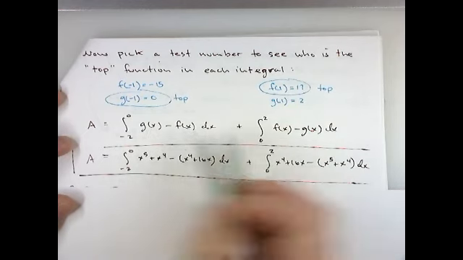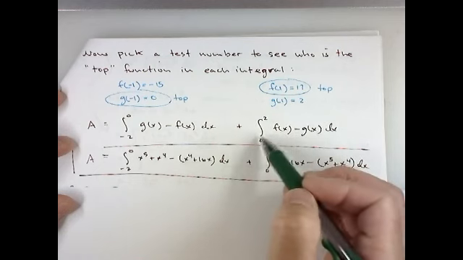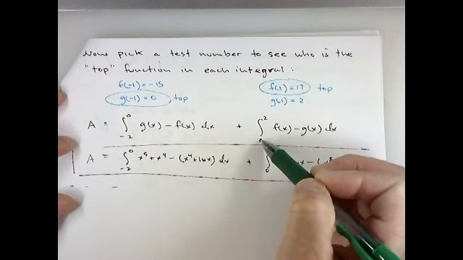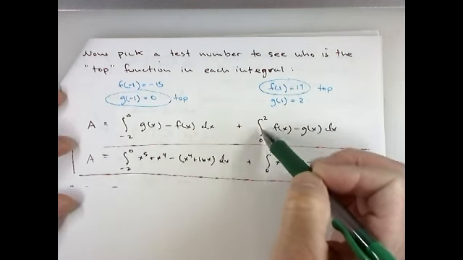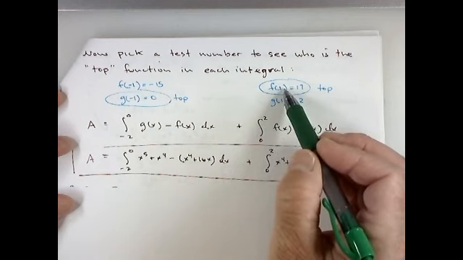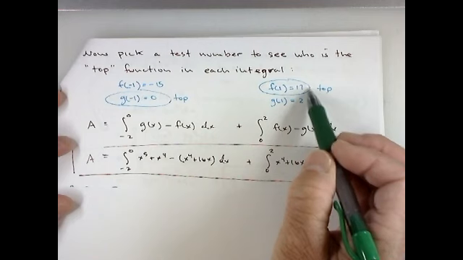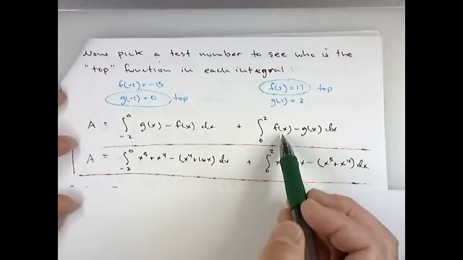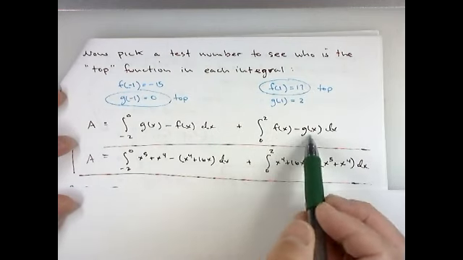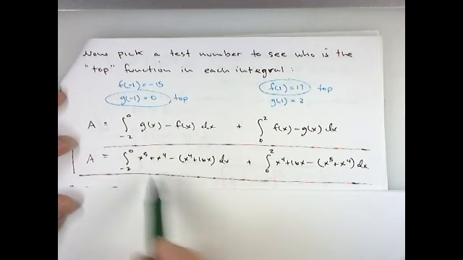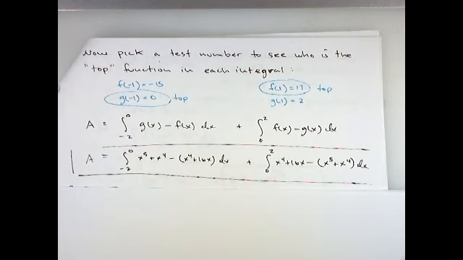From 0 to 2, most of the time they switch, but not always. So the safe thing to do would be to pick a test number between 0 and 2. I picked 1 again. This time f of 1 was 17 and g of 1 was 2. 17 is bigger, so that must have been my top function. So from 0 to 2, you would do f of x minus g of x. This was just a setup. To actually work it out, you'd still have quite a bit of work to do. So this gives you some idea on how to set up and work out integrals for the area between two curves, or more curves.